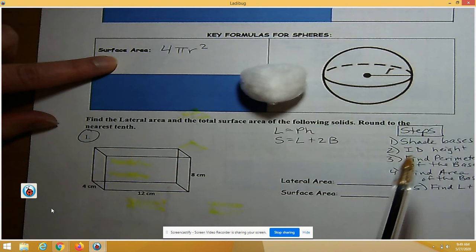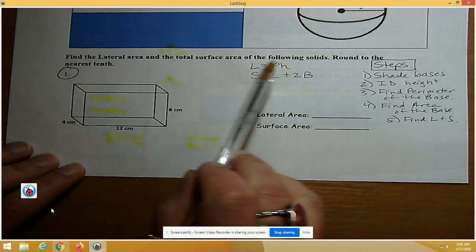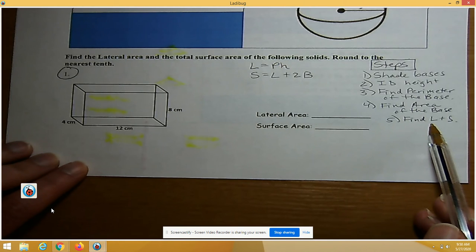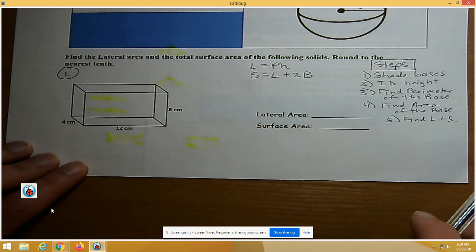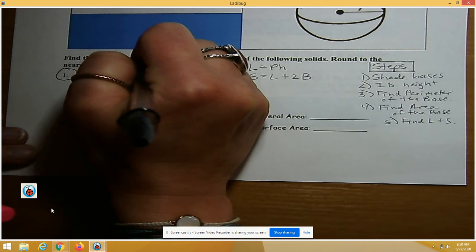Okay, so let's take a look at number 1. We're going to find the lateral area and the total surface area of the following solids, rounding to the nearest tenth. I strongly advise going through these 5 steps in order. So number 1 will be to shade the base and identify what you're looking at. So this is a prism. So I'm going to call this a rectangular prism. I could add that you should identify the prism too. Rectangular prism.